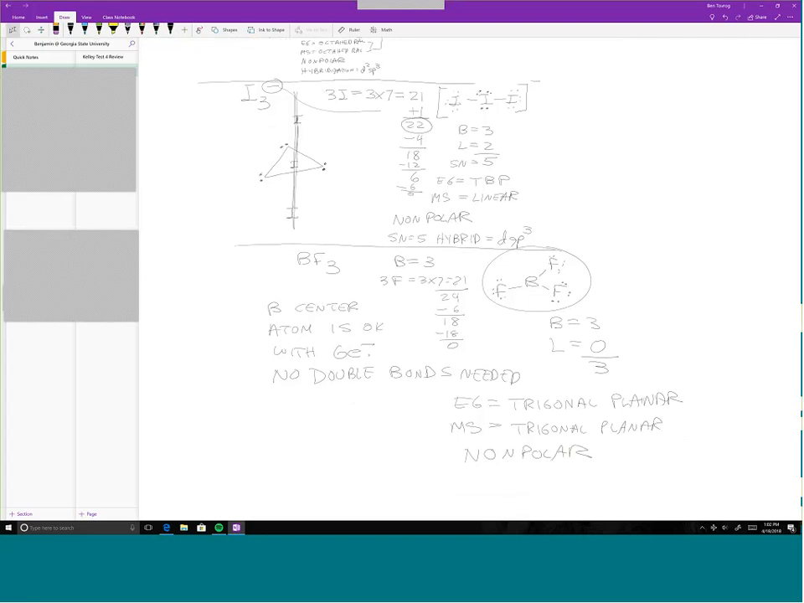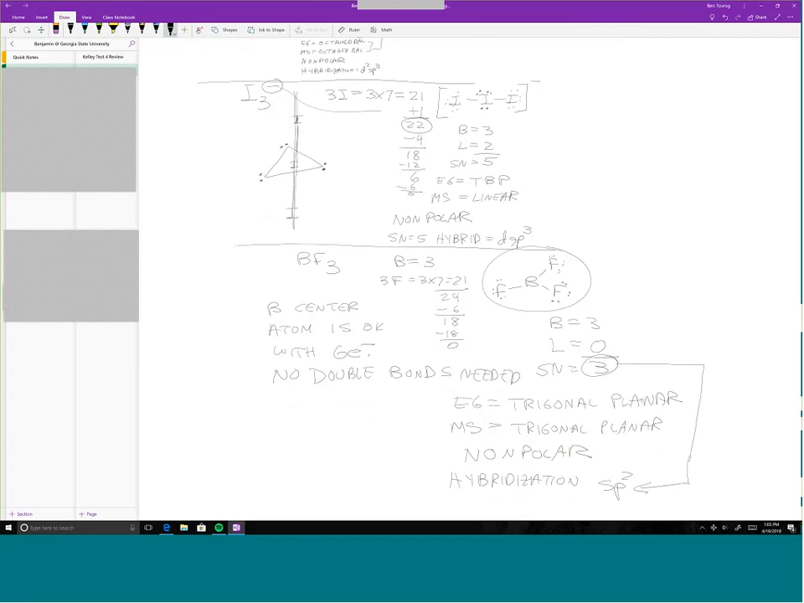And the hybridization in every case for steric number 3, the hybridization is sp2. Okay, so there you have it. So we've been all over. We've covered steric number 3, 4, 5, and 6.